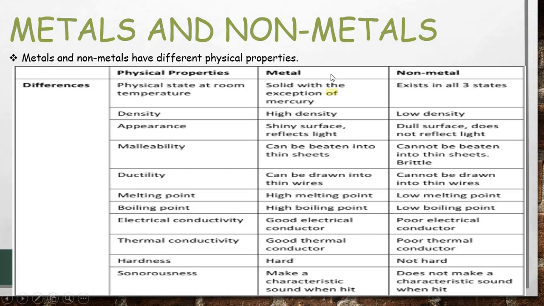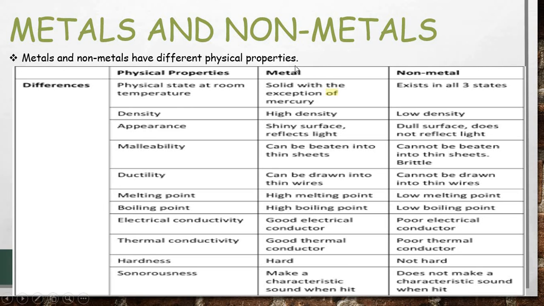Electrical conductivity: metal is a good electrical conductor, except for non-metal, which is a poor electrical conductor. Thermal means heat. For thermal conductivity, metal is a good thermal conductor, but non-metal is a poor thermal conductor. Hardness: metal is hard, non-metal is not hard.